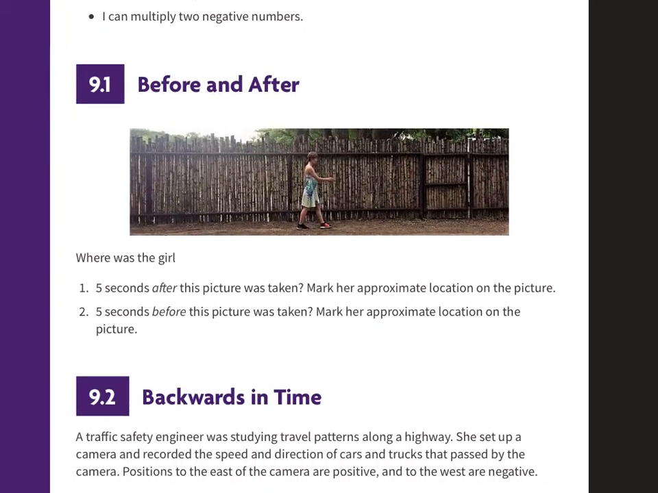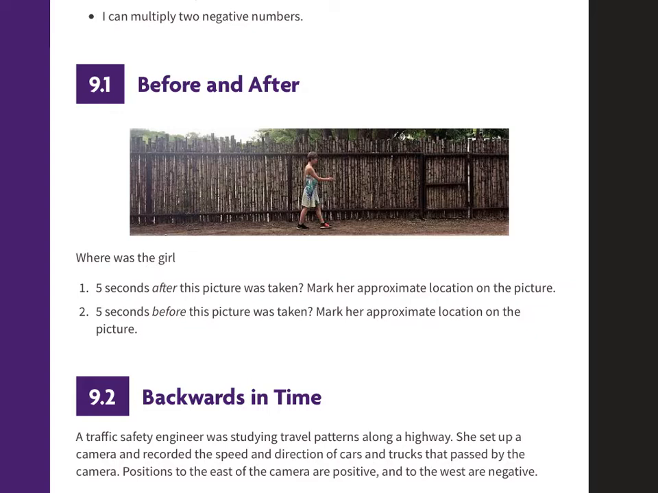So here we have before and after. Where was the girl 5 seconds after this picture was taken? Mark her approximate location on the picture. Where was the girl 5 seconds before this picture was taken? Mark her approximate location on the picture. So go ahead and hit pause, mark where you think it is, and then we'll go ahead.